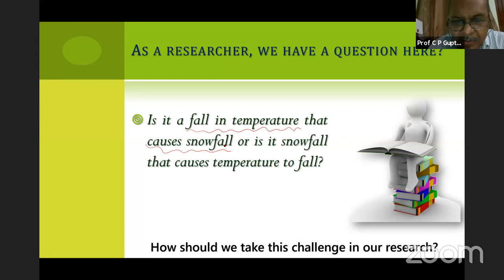As a researcher, you have to take a decision about it. But there is a cause and there is an effect. And what is that? How do we understand that? How do we identify them? That's one of the biggest challenges before a researcher. Friends, let me share with you another slide.